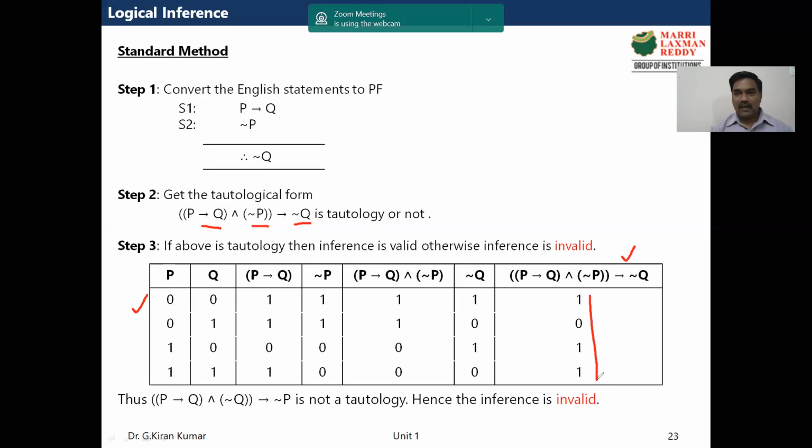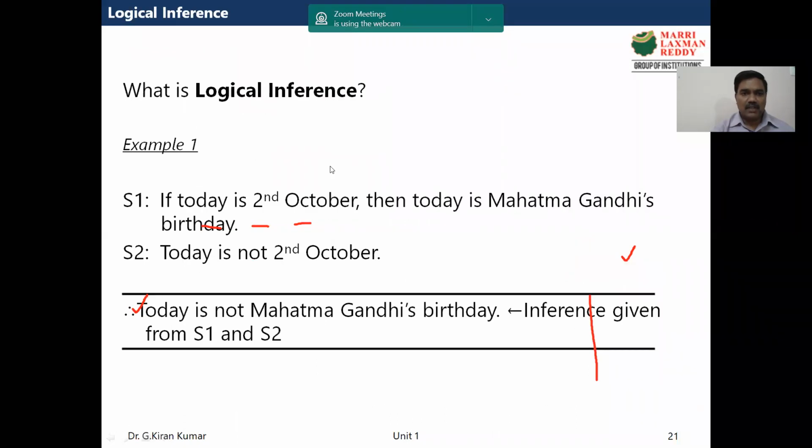So what is the final answer for us? The given inference is invalid. By the way, what is the given inference in the problem? The given inference is "today is not Mahatma Gandhi's birthday." So that argument, that inference, is invalid. This is how, using the standard method, we can say whether the given inference is valid or invalid.